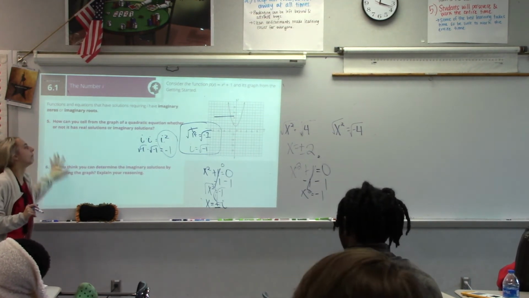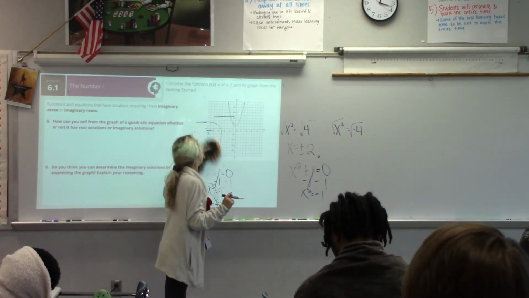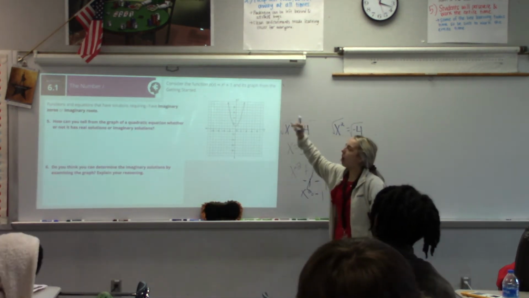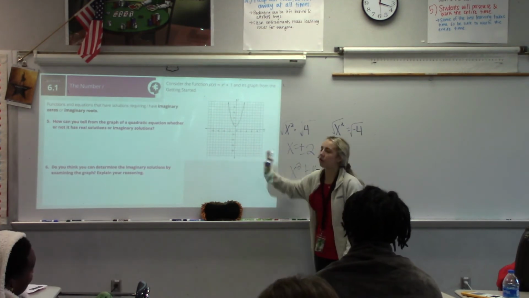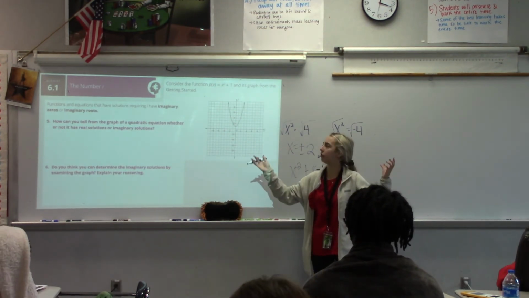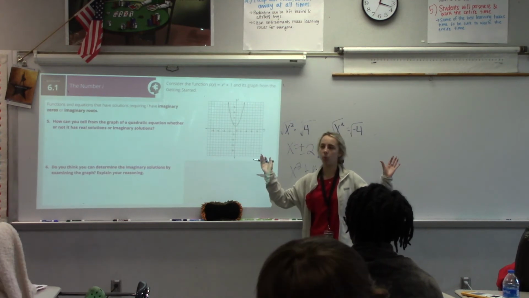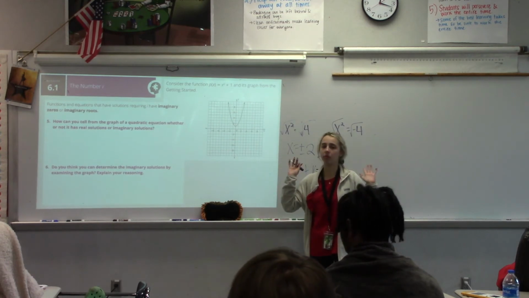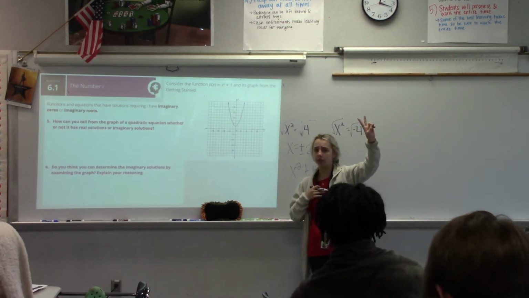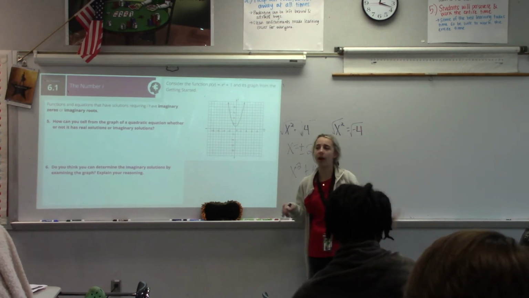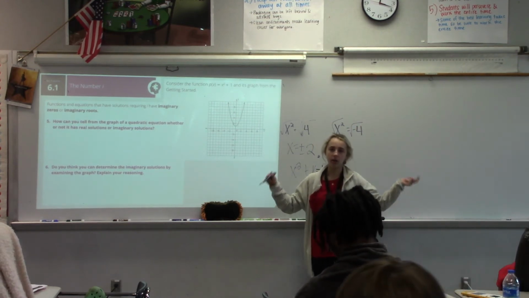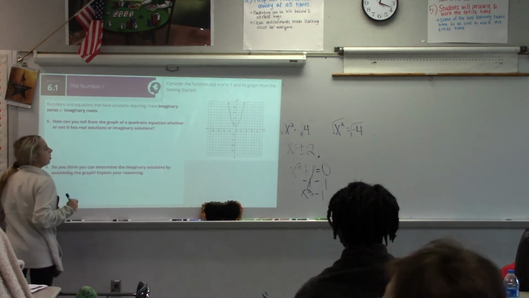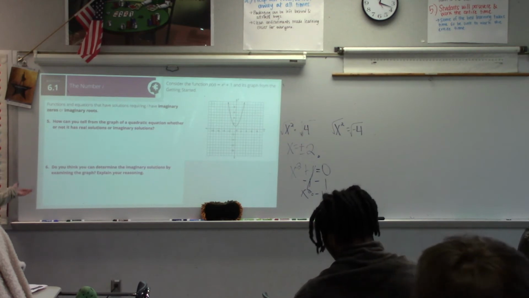Okay, but let's look at number 5 and think about these big ideas that we've come across so far. How can you tell from a graph whether or not it has real zeros or imaginary? Remember, it's going to have solutions regardless. It's just a matter of whether they are real or imaginary. How do we know that, Jay? The graph touches the x-axis. If the graph crosses, if it has x-intercepts.